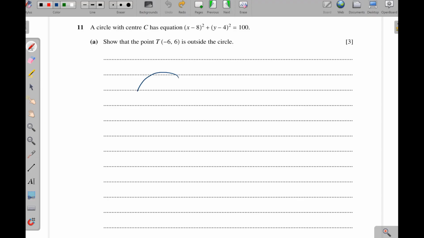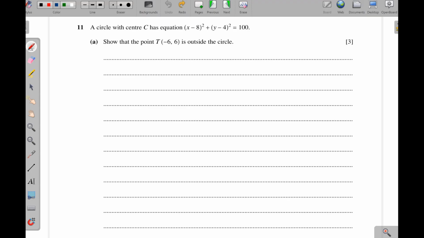Now, if I have a circle, I have the center there, and then there is a point on the circumference of the circle here. Now, this is the radius. If a point is inside the circle, that means its distance from the center of the circle is less than the radius. A point that is on the circumference of the circle, its distance from the center is equal to the radius of that circle. And then a point that is outside the circle, its distance from the center must be greater than the radius. You see that?